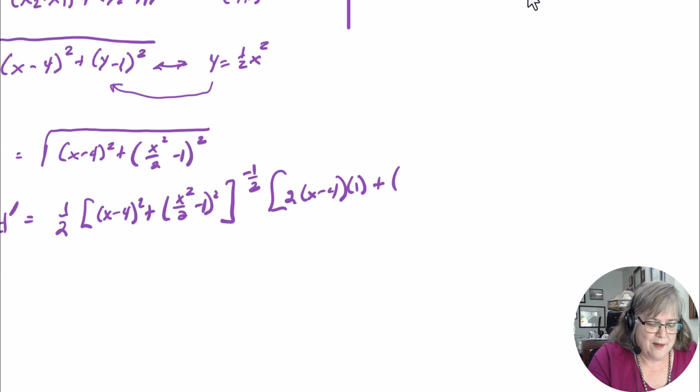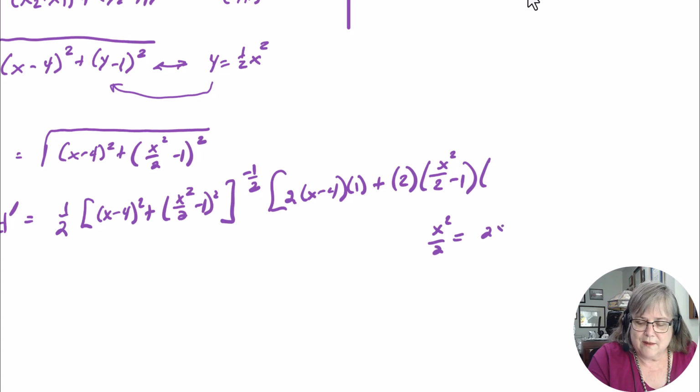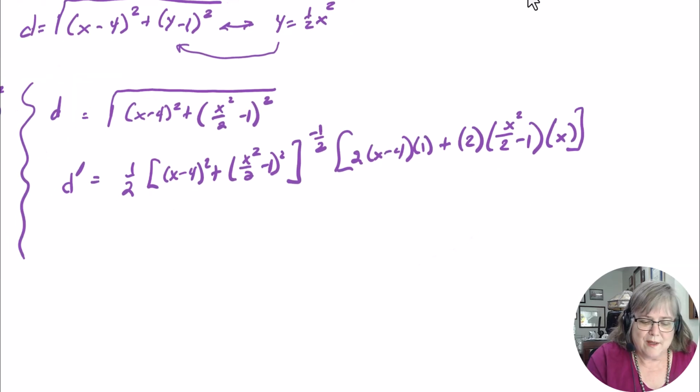Plus, bring the 2 down, leave the inside alone, loop back in. And when you take the derivative of x squared over 2, you'd bring the power down, and it's going to cancel. So what you have is just an x here. Now, when you do this, let's think. This 1/2, because of the negative 1/2 power, is going to be in the denominator when you clean this up. This stuff, whatever that is, is going to be in the numerator.